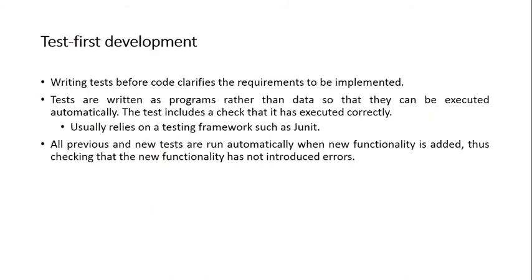Test first development, we have done it. Writing tests before code clarifies the requirement to be implemented. Tests are written as programs rather than the data so that they can be executed automatically. That means this is done with the help of the tools, automated testing, not manually, right? One of the testing tools is JUnit, which is generally used for Java. Like we have so many tools used in testing, like Selenium, which is again a Java based tool. We have QTP, Load Runner, right, Bugzilla, and all. So many tools are there. So we are considering JUnit here.